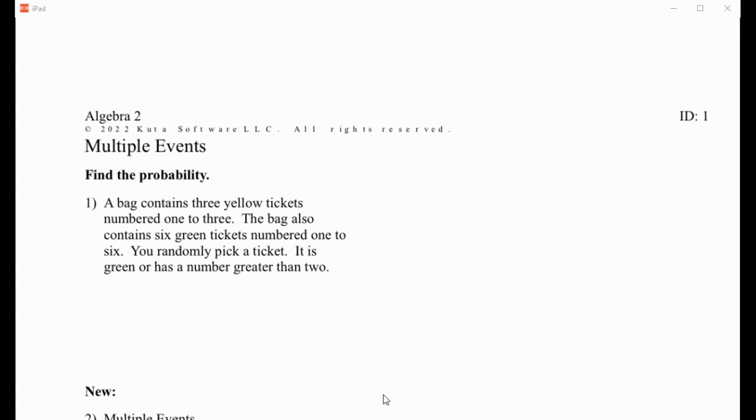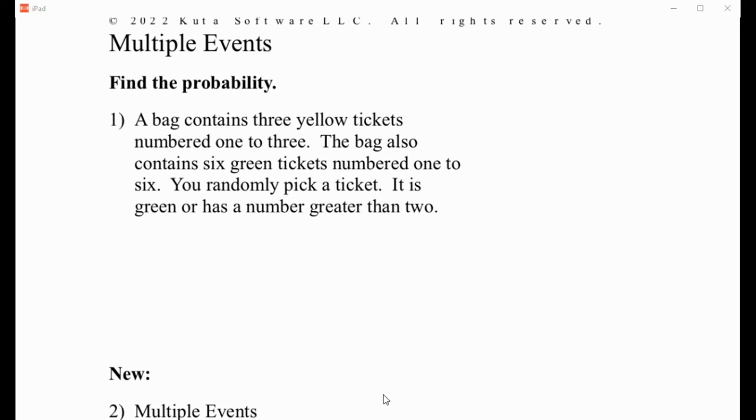Today we're going to be talking about probability of multiple events, more than one. Just to refresh, probability of a single event. With these ones, I recommend you write out the sample space.